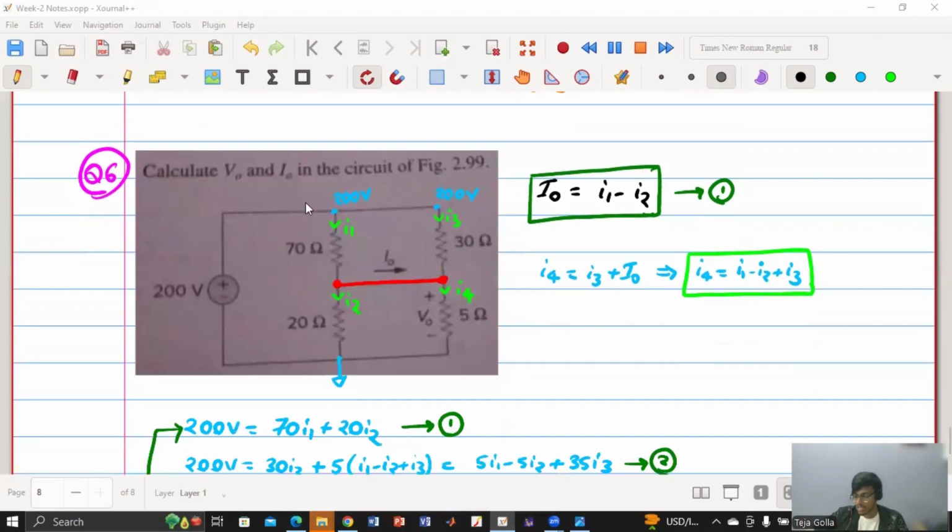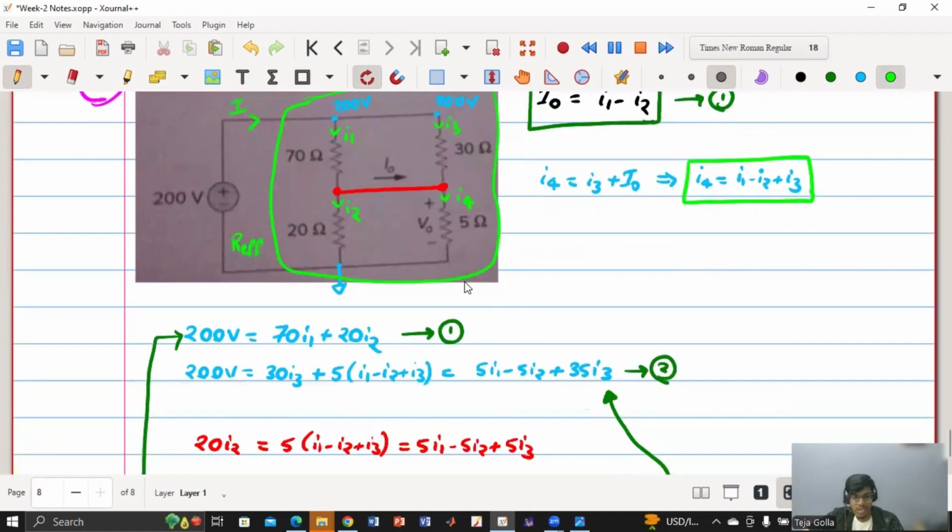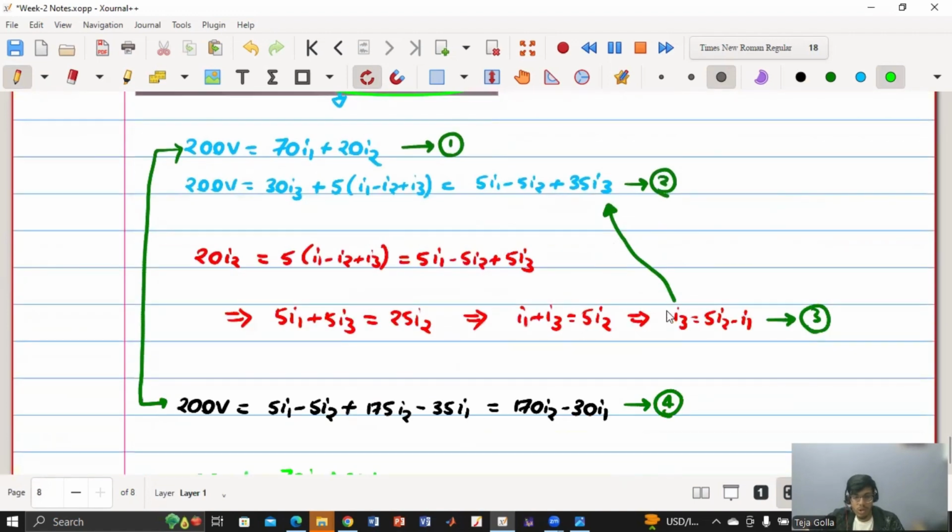If they had asked some current here, then I would write this in terms of one single R effective and get the current they have asked. But that is not what they have asked. So that's why I'm keeping the circuit as it is and I'm trying to reduce everything into two equations, two unknowns.